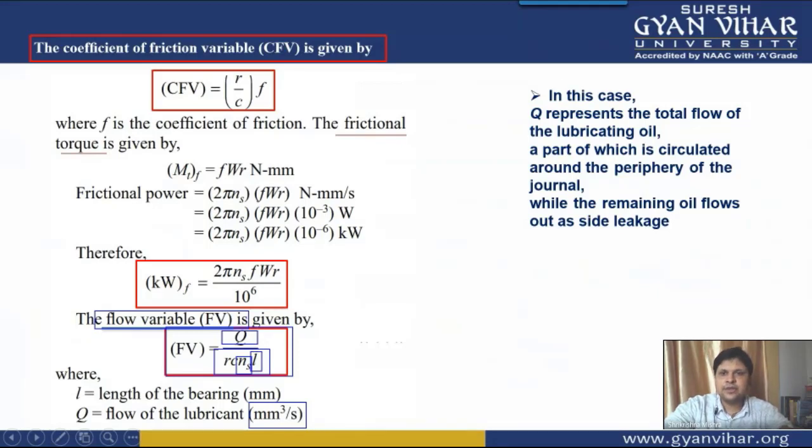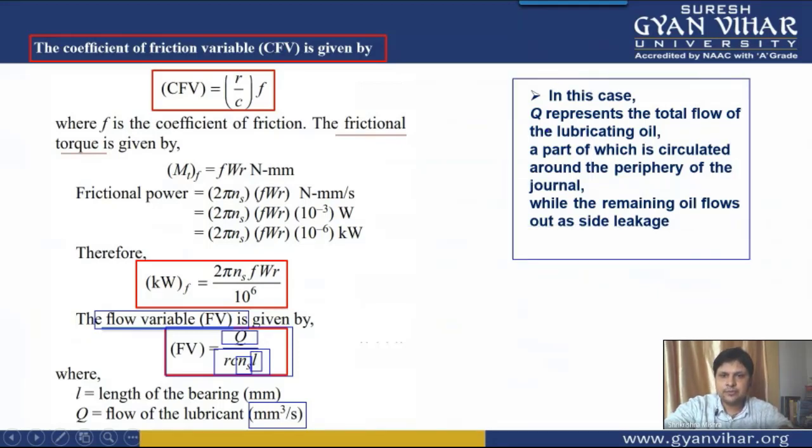So in this case, students, Q represents the total flow of lubricating oil. A part of this Q is circulated around the periphery of the journal, while the remaining oil flows outside as the side leakage. So the total lubricant that is pumped inside the journal, though don't get confused by the word pump, because we don't use any pump in the hydrodynamic bearing, but still the total quantity of lubricant that is inside the journal is noted by capital Q.